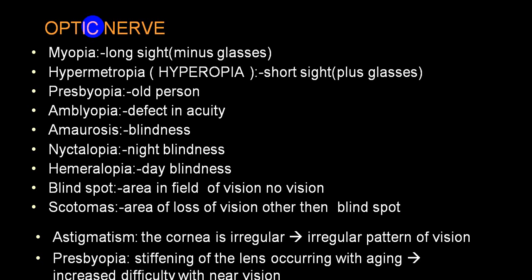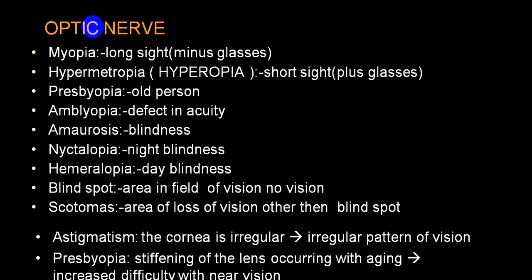Blind spot is the area in which there is no vision, which corresponds to when the light falls on the optic disc. You don't have vision because at the optic disc there are no rods and cones. This area, which you can demonstrate in a field of vision, we call the blind spot. Other than the blind spot, an area where you don't have vision, we call a scotoma.